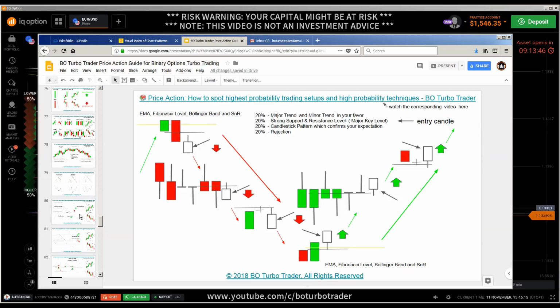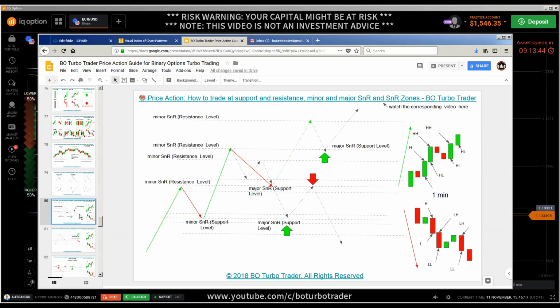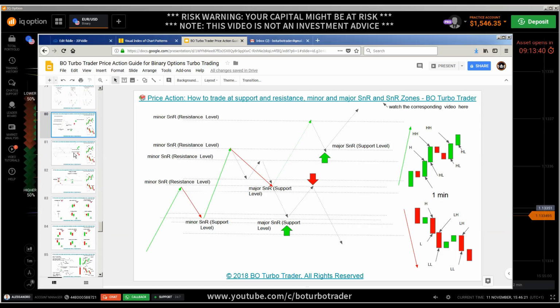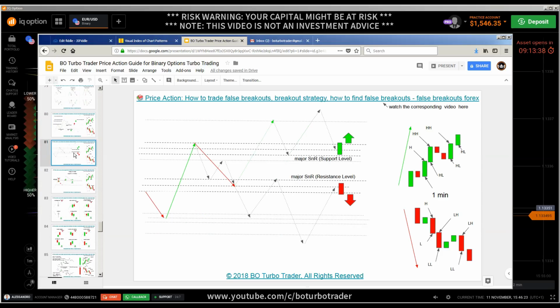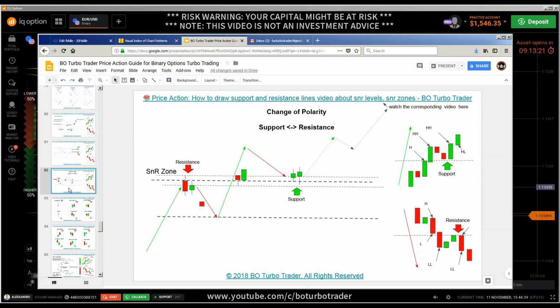So then obviously support and resistance in every form, minor support and resistance, major support and resistance, how to trade, where to trade. Don't trade at minor support and resistance levels, trade only major support and resistance levels, because those are the areas where price will mostly reverse. So then here also this video about the change of polarity. Get this video, understand this.